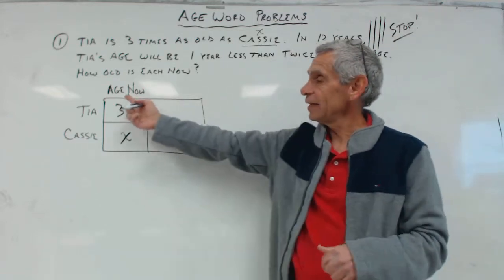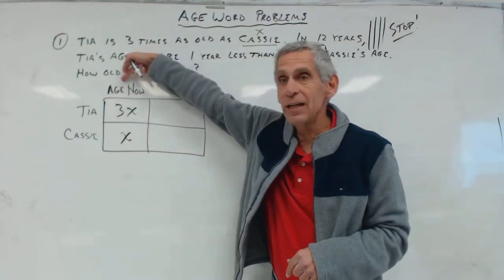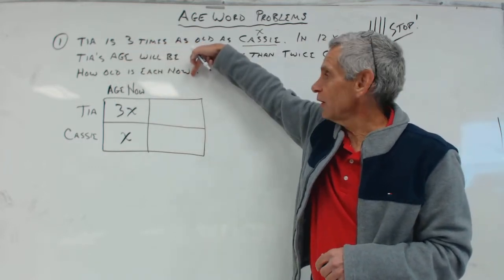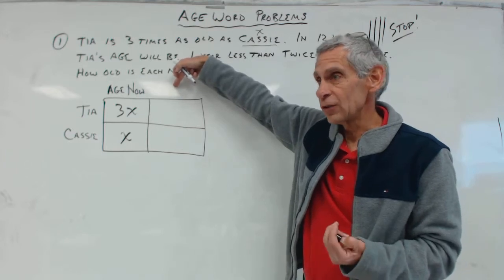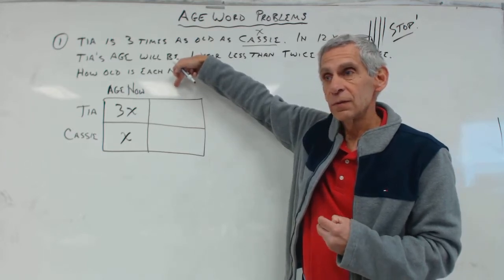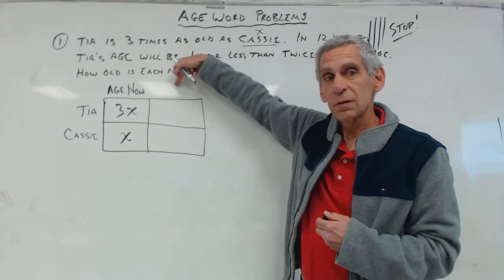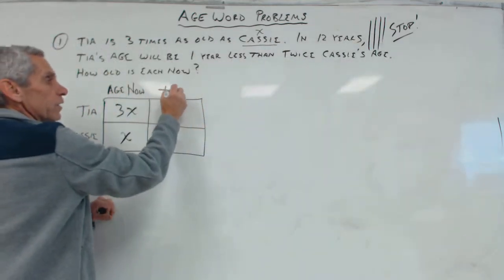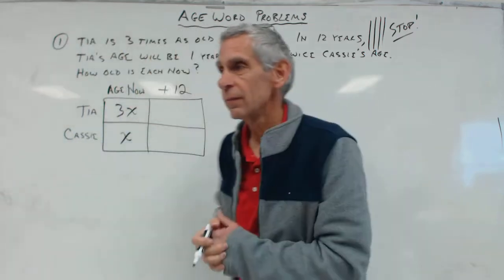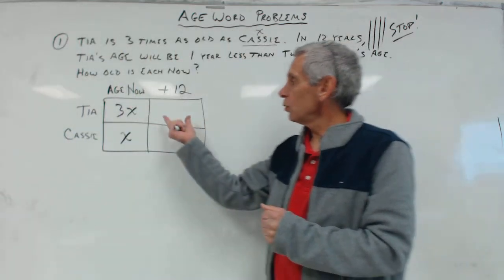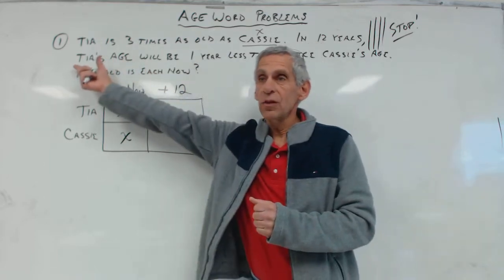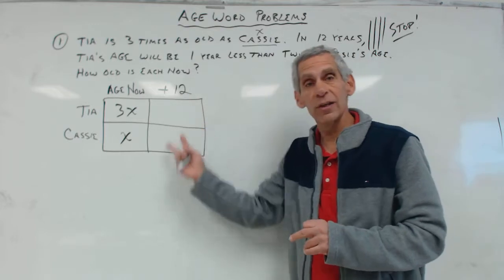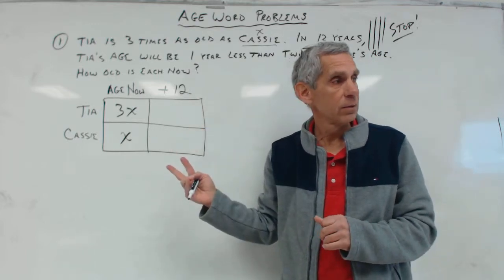So the question is, if the column heading right here is age now, what would this heading be? In 12 years. Would you call that plus 12 or minus 12? Plus 12, because it's in the future. So I'm going to label this column plus 12. You don't read anything past in 12 years until this box is filled out. Is that clear? Yes. All right.